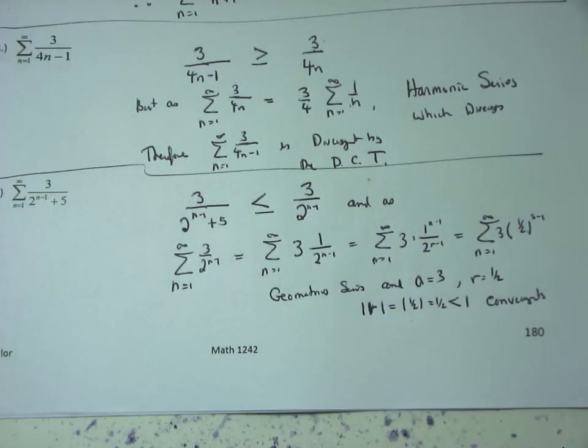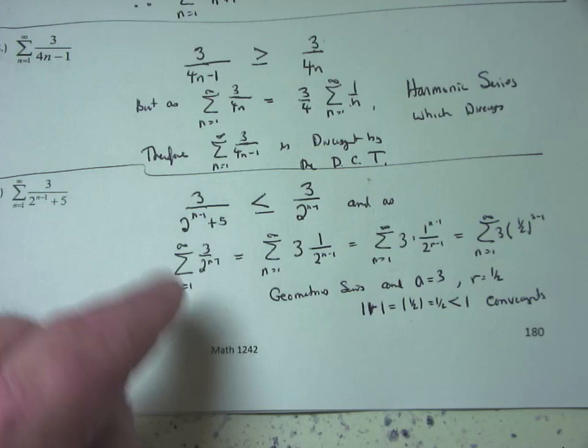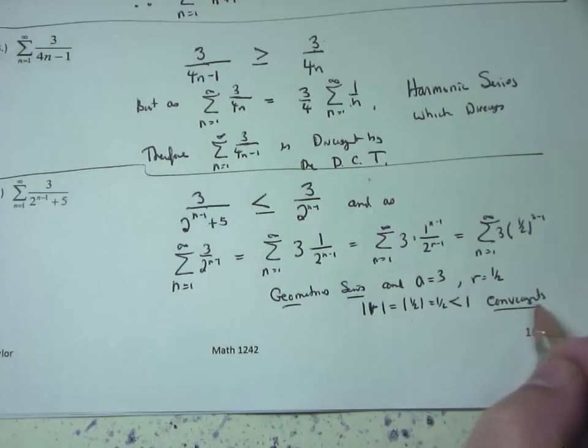Now, I know it converges to A over 1 minus R. I don't care what it converges to. I just want to know this thing converges. This is a geometric series that converges. It's a convergent geometric series. Your R is 1/2. Absolute value of R being less than 1, it converges.